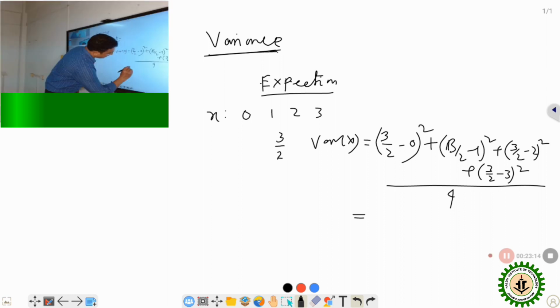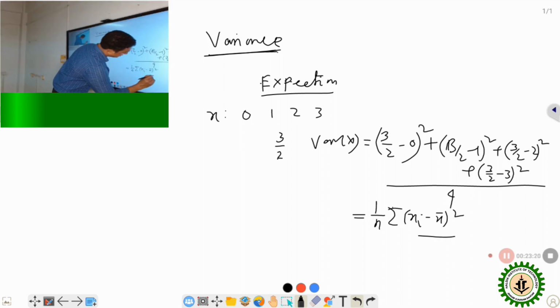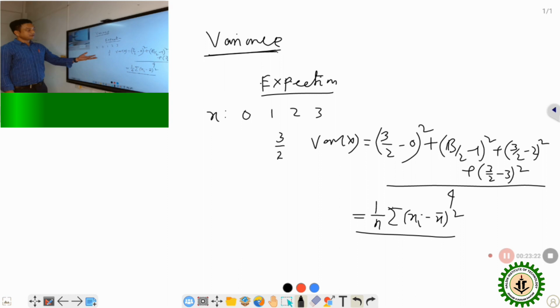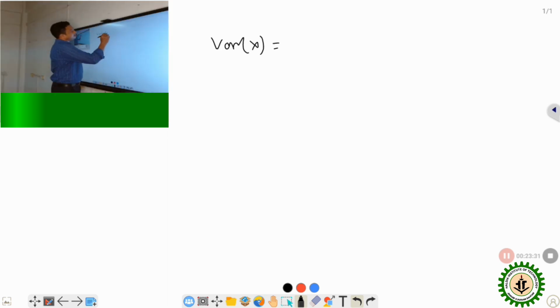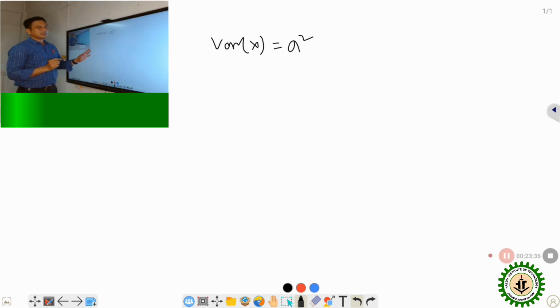Which one have you seen? 1 upon n summation (xi minus x bar) whole square. This is the same formula as it is for statistics. If we go to it for probability, then what is the difference? Next, variance of x equals sigma square. This is the formal notation for sigma square. We use it for the population. If it is a sample, then there will be a difference. These things will be discussed in the statistical portion.